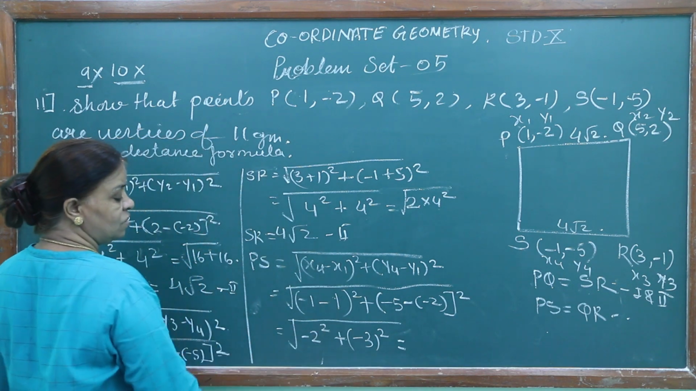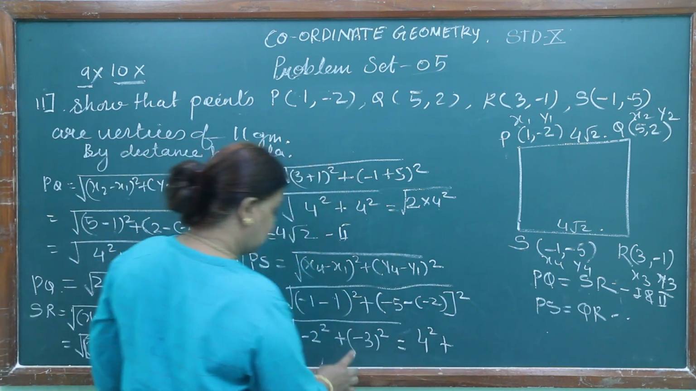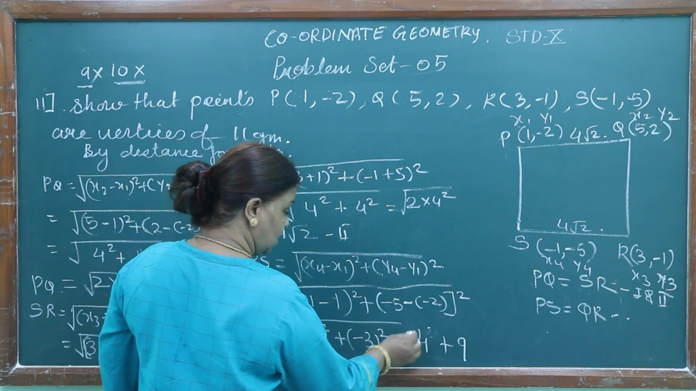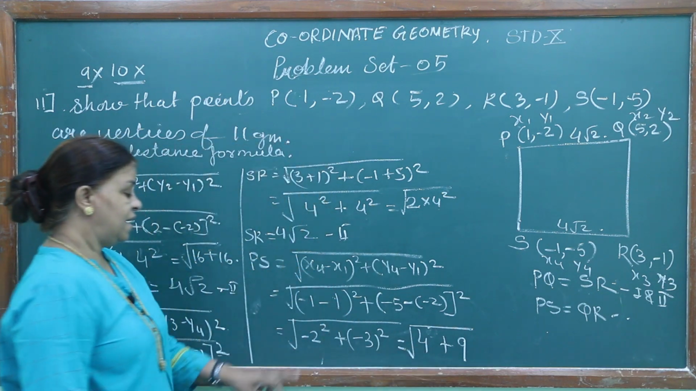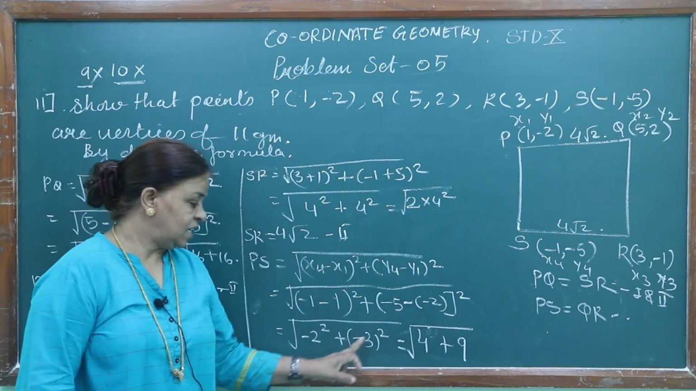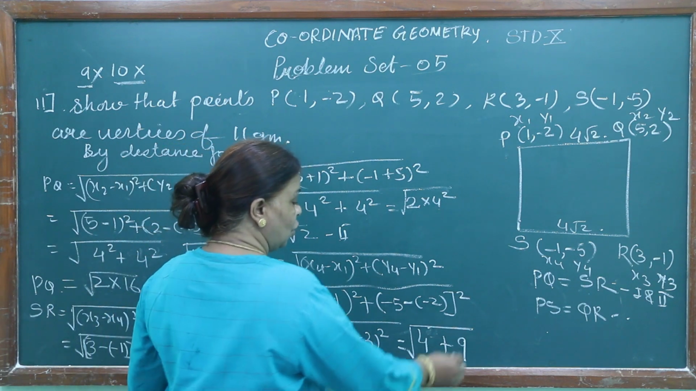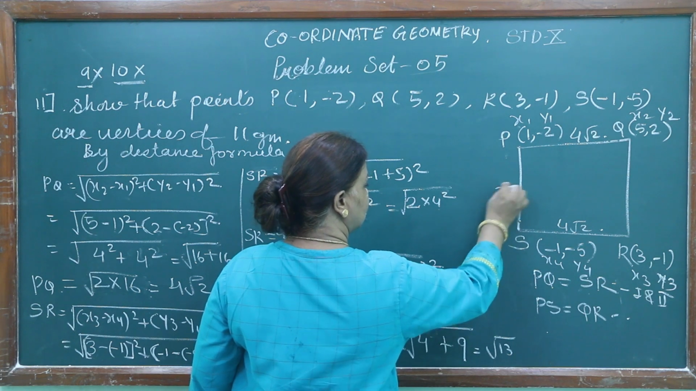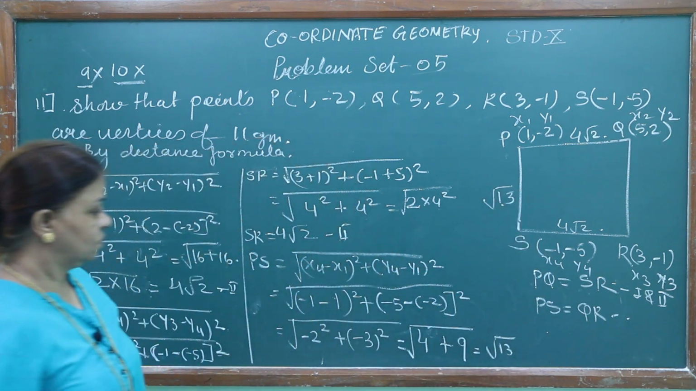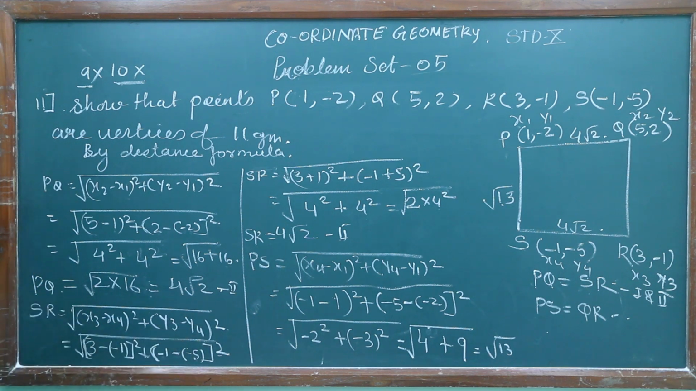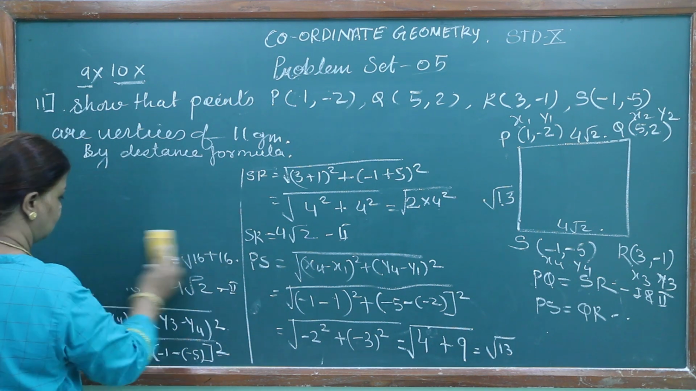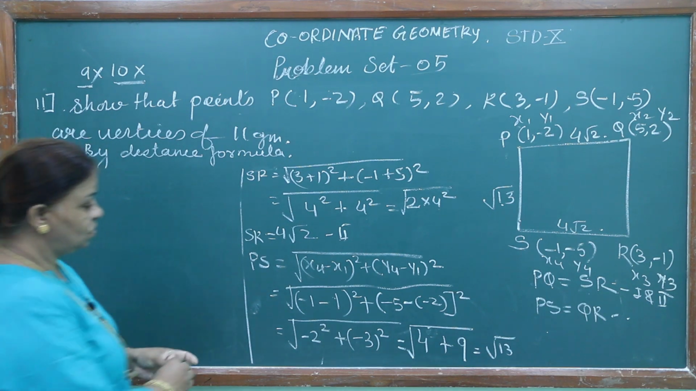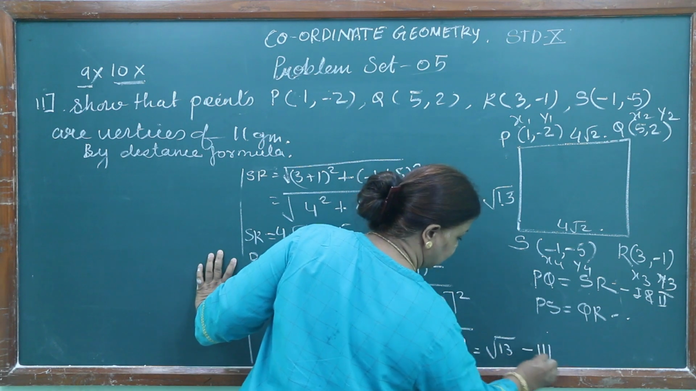Minus 2 squared means 4, and minus 3 squared means 9, so 4 plus 9 is root 13. So we got this as root 13. So PS is root 13. Let it be statement 3.